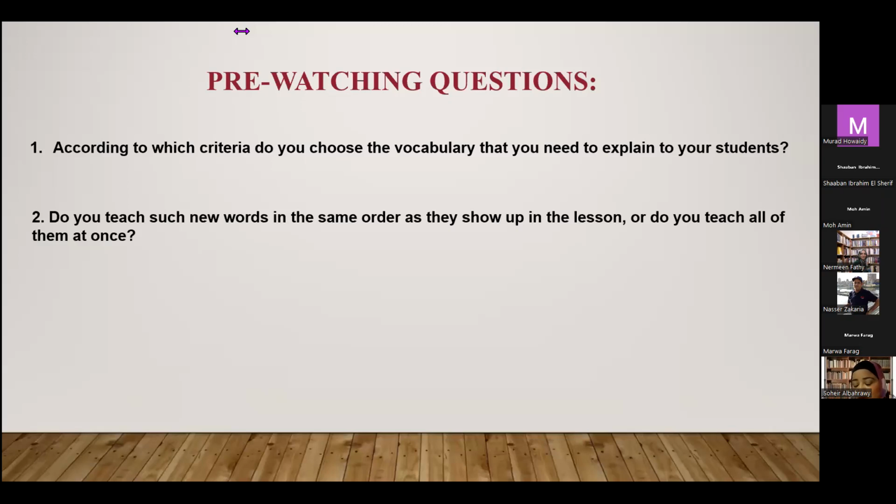So if you have new words that students don't know, and you need to introduce them, how will you start introducing? Will you start introducing them at once, writing all of them on the board and explaining one by one, or do you explain one by one according to their appearance in the text or in the book? Yes, I see most answers are in the same order of the text. Yes, that's perfect.